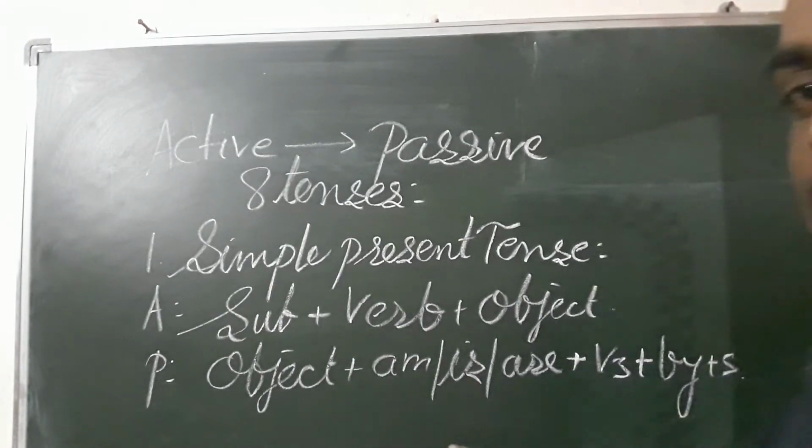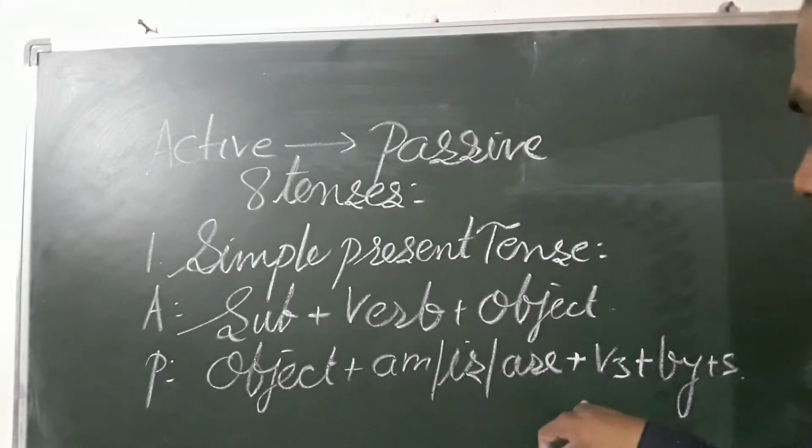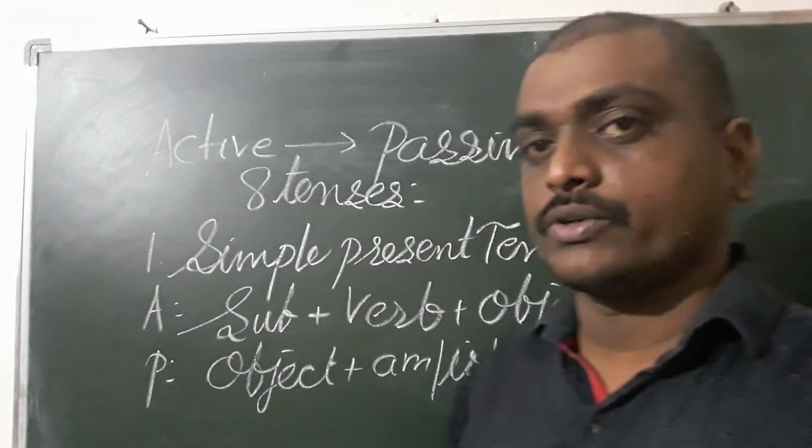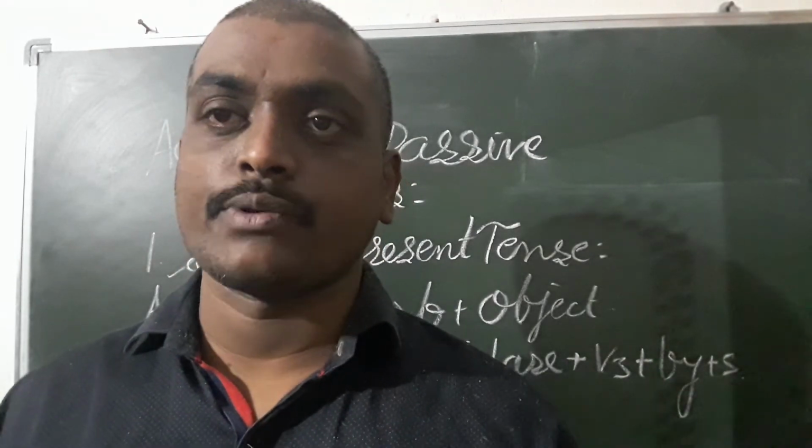Am, is, are, we have taken here. After taking this am, is, are, we have taken the third form of the verb. What we have taken here? Third form of the verb. Then we should take the by. Then we have to take the subject. So this is a passive voice formula, and the above one is the active voice formula.